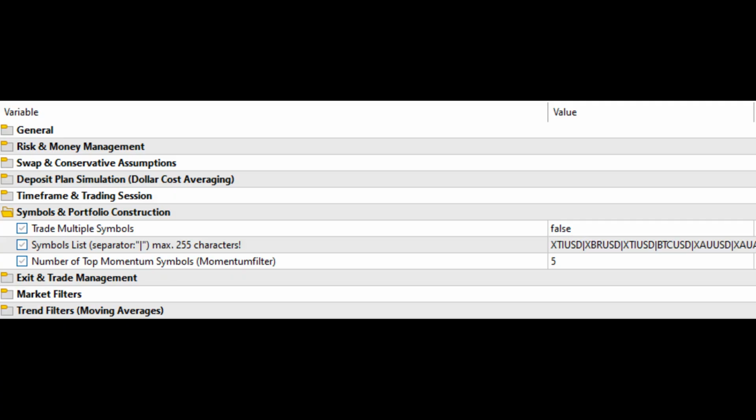The parameter number of top momentum symbols has a default value of 5. From the full symbol list, the expert advisor ranks all instruments by their relative strength, and then trades only the strongest ones. With the default setting, only the 5 symbols with the best momentum are eligible for new trades. If you decrease this number, the expert advisor focuses more on a few top trends, which can increase both return and volatility. If you increase it, the expert advisor spreads trades across more instruments, and the equity curve usually becomes more stable.